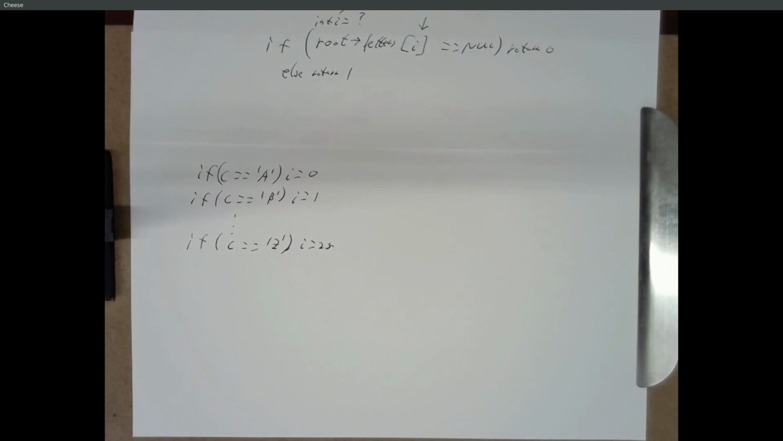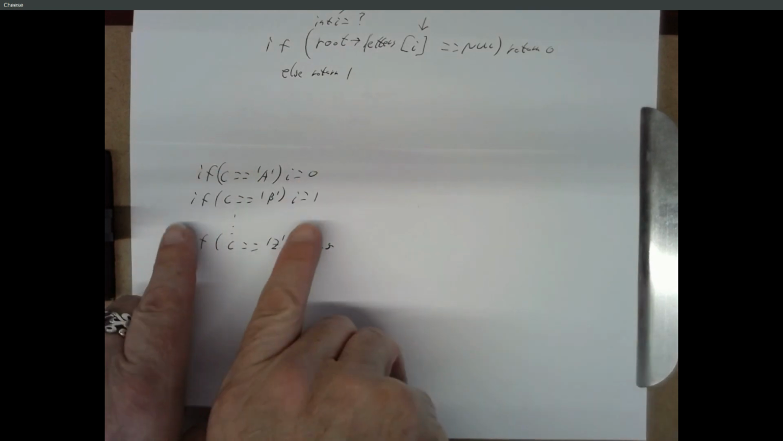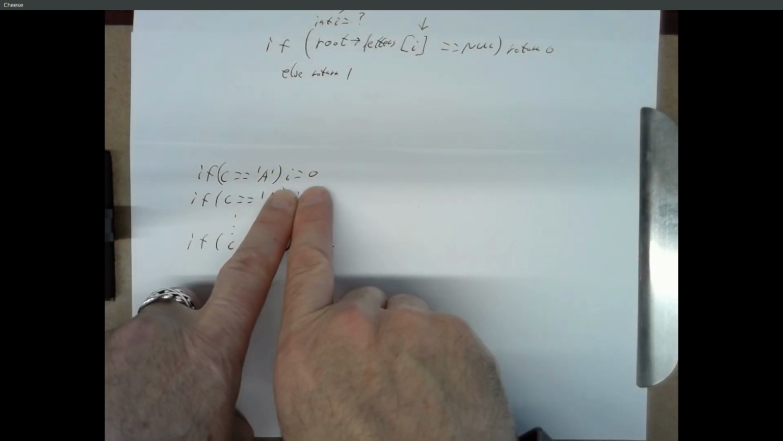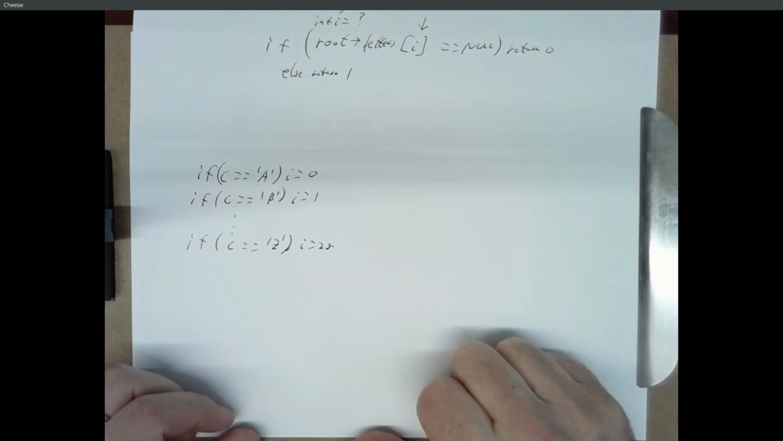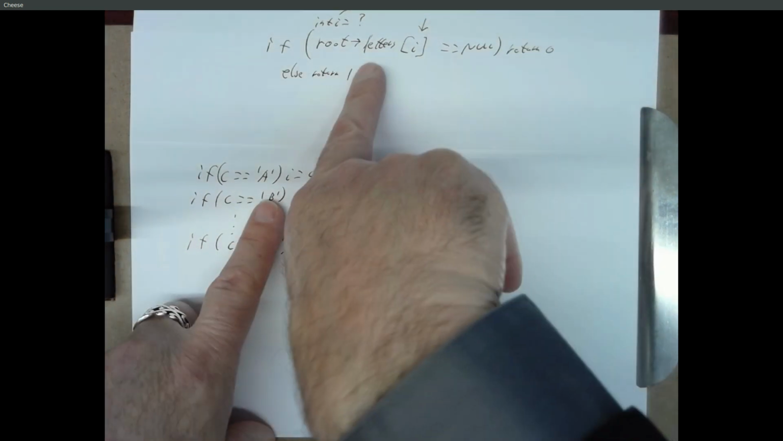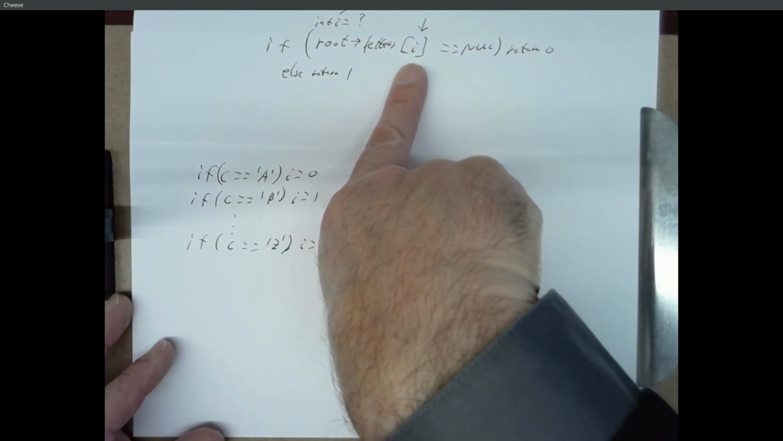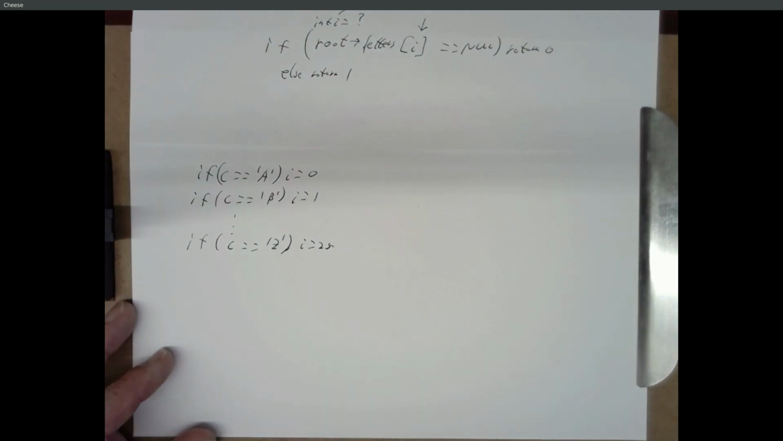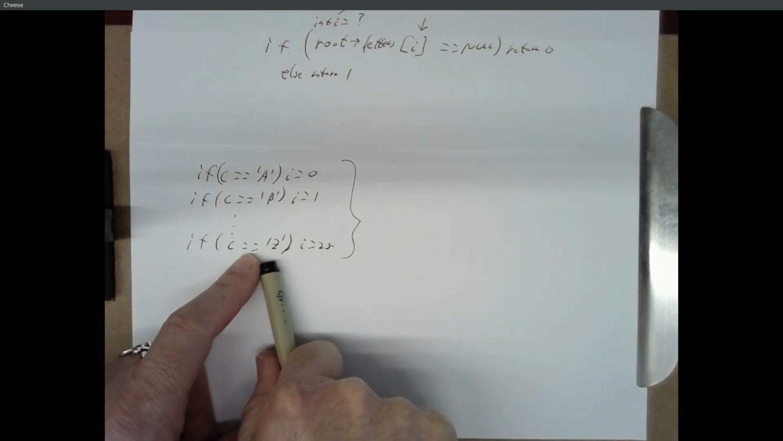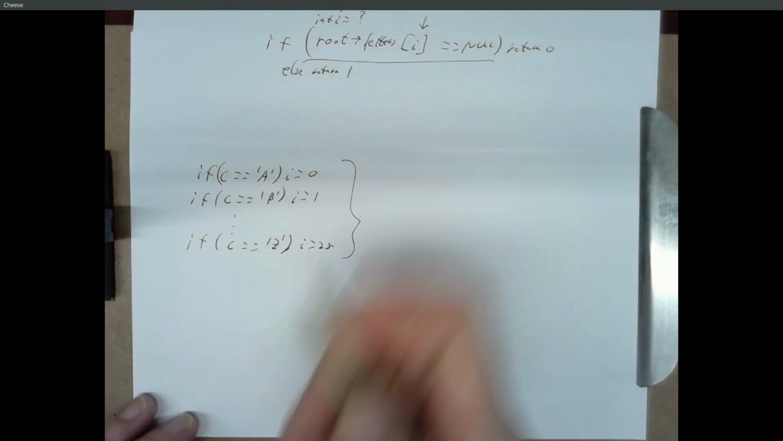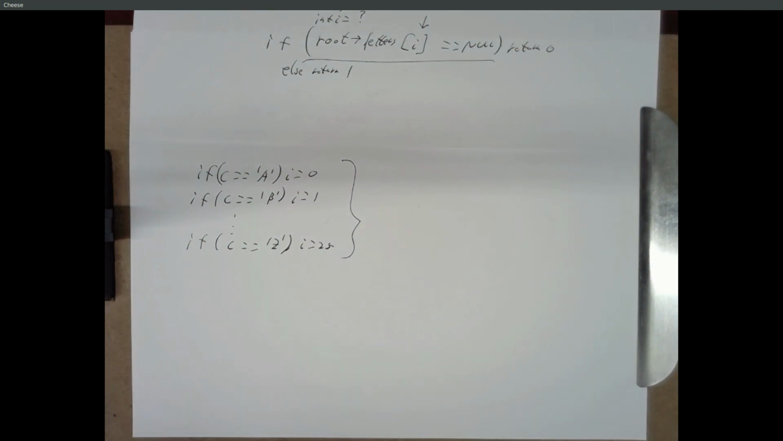You could make 26 if statements. Logically, this is what you want, though. If you're looking for the letter A, you want your index to be 0 so that you check root, arrow, letters, bracket, 0. If your letter is H, you want to check root, arrow, letters, bracket, 7, because it's node index 7 that corresponds to the letter H. Does this make sense to everybody as far as functionally what you want to have happen? Find the index that corresponds to the letter and then check whether that pointer in the letters array is null or not null.